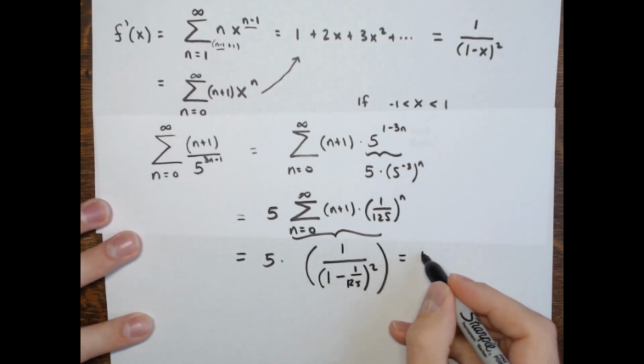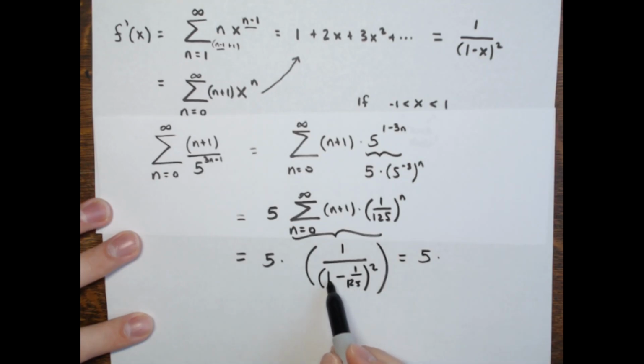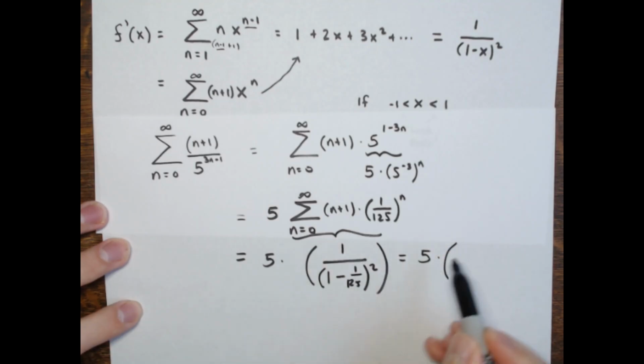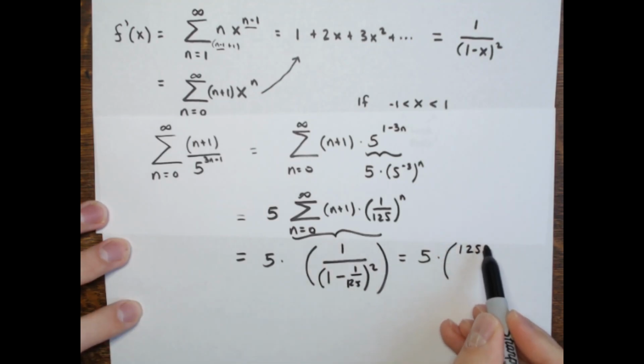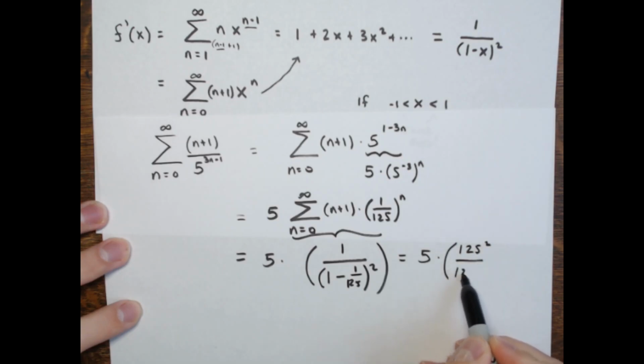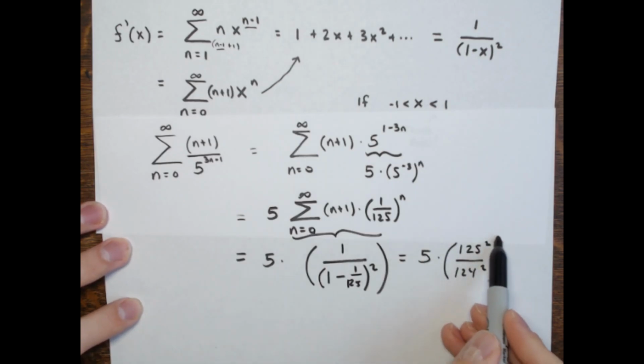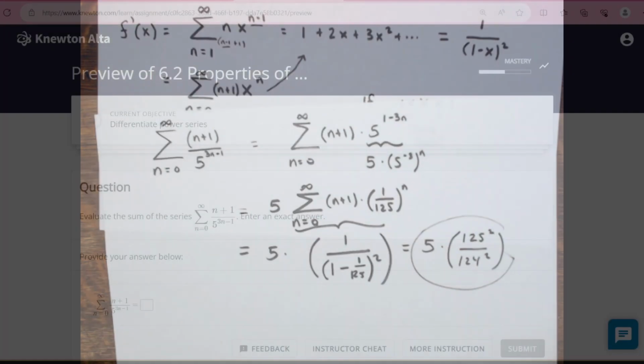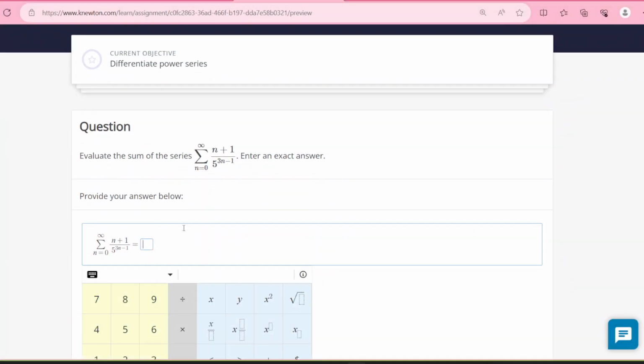which this will be 5 times, now this is 124 125ths squared, and then you're doing 1 over that, so that'd be a reciprocal. This would be 125 squared over 124 squared. And honestly, I can just enter it like this. This is the value this series will converge to. So back here, this sum will converge to 5 times the quantity 125 over 124, squared.